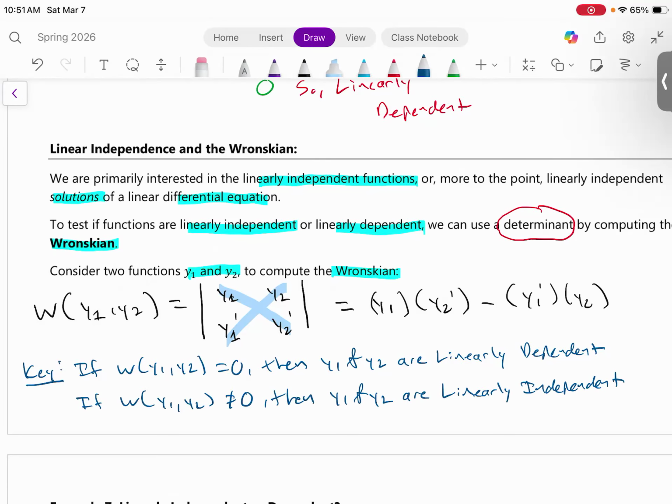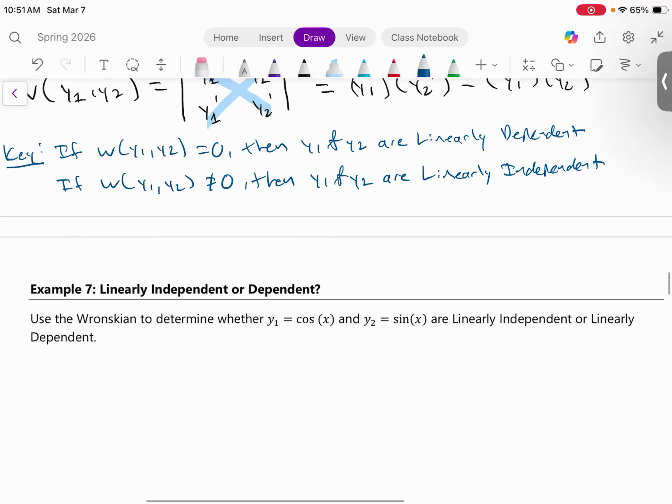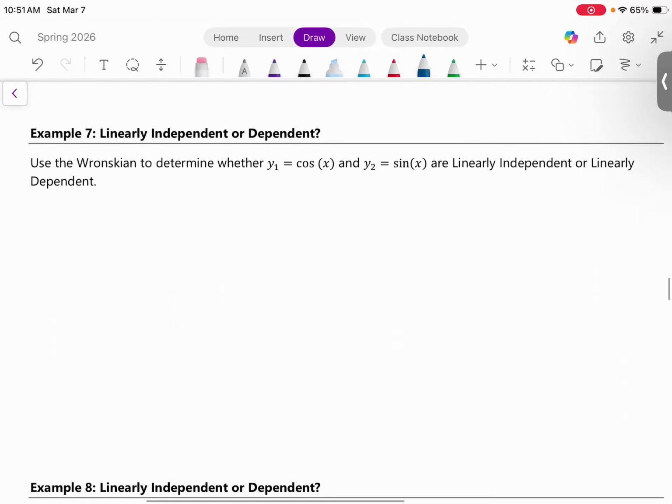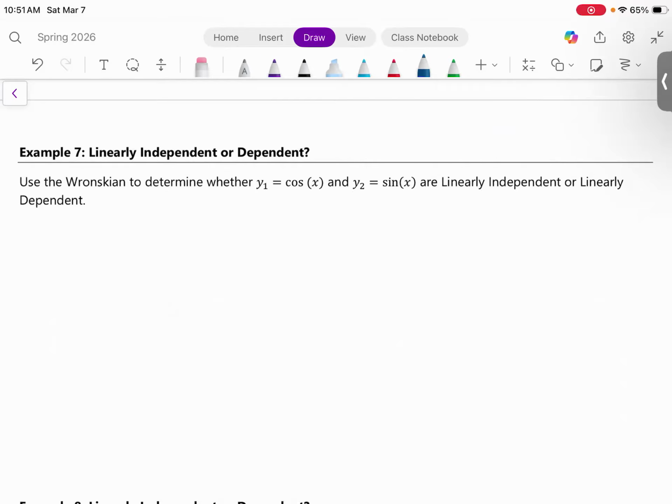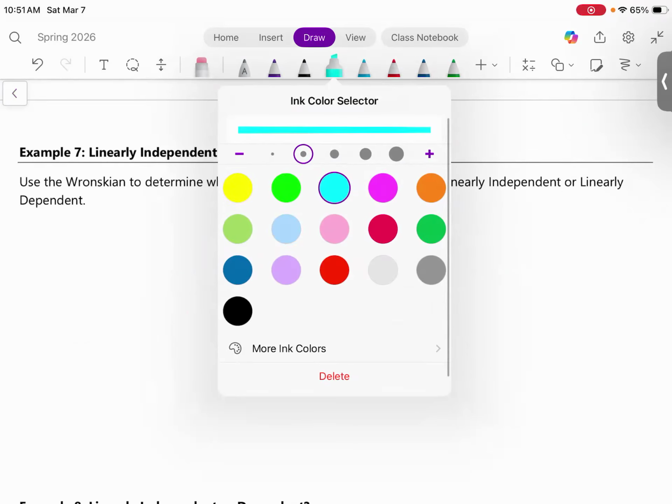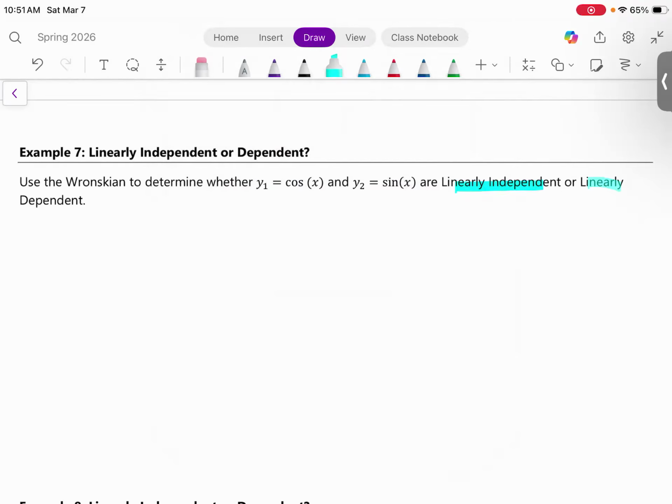Okay, so let's try out an example now. So example 7, linearly independent or dependent. Use a Wronskian to determine whether y1 equals cosine x and y2 equals sine x are linearly independent or linearly dependent. So let's go ahead and try this out. We have the Wronskian, we want to write cosine x, sine x. Looks like our y1, y2. And so we set up the determinant.